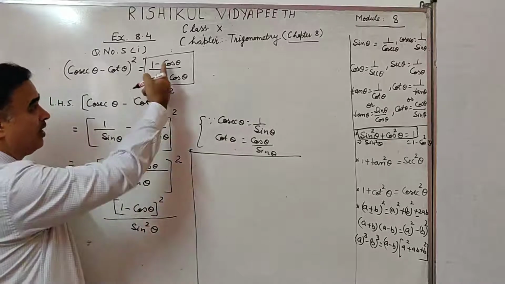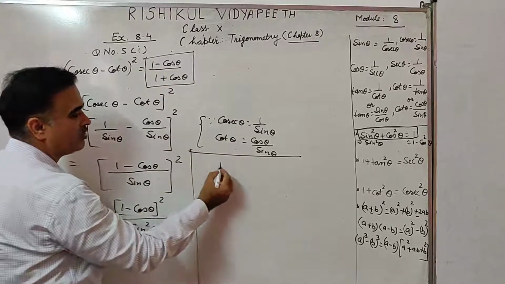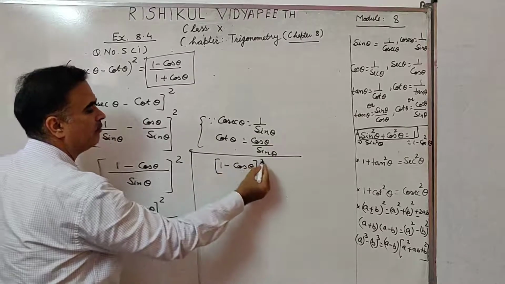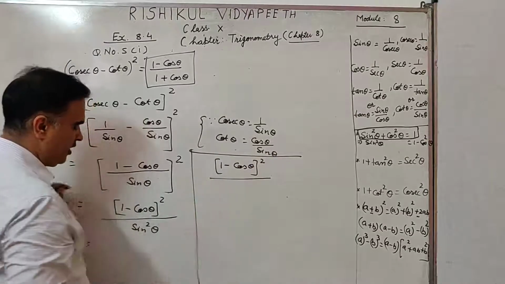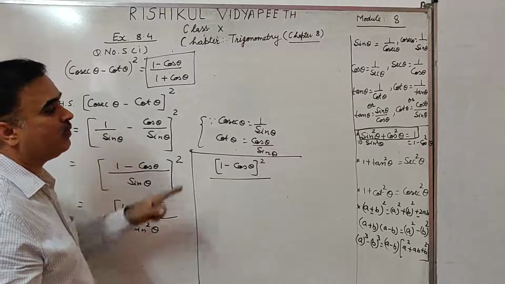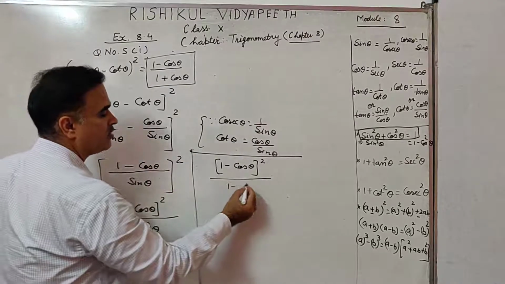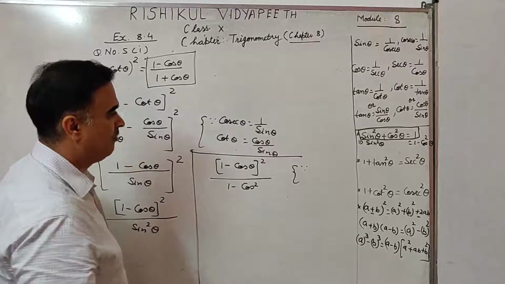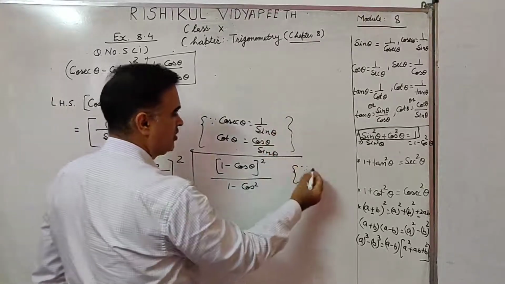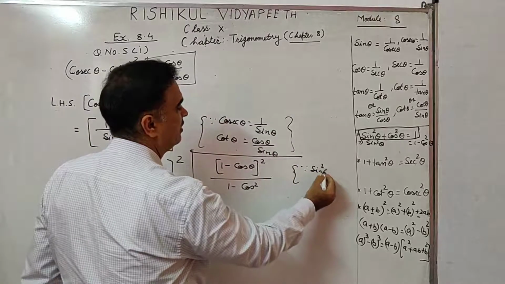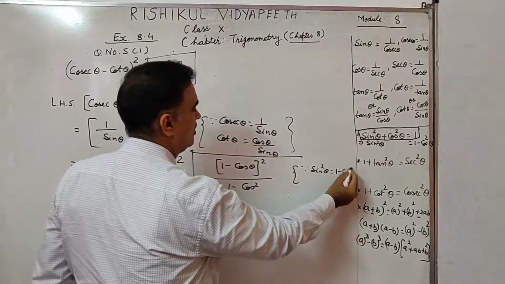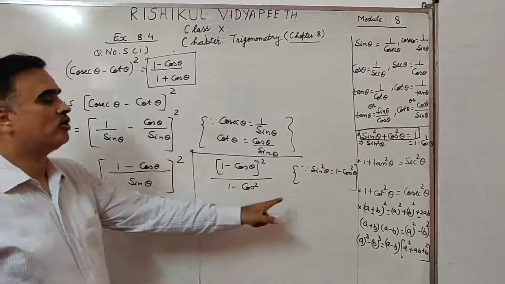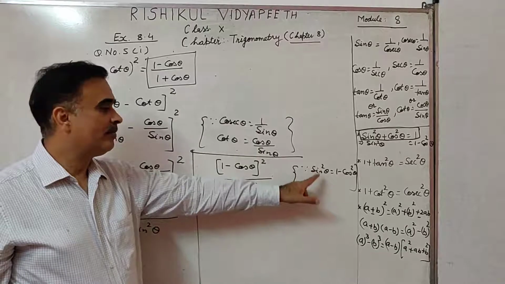Numerator we require what we want. This 1 minus cos theta whole square upon, in place of sine square theta, we can write 1 minus cos square theta. You can write here also. Reason: because sine square theta equal to 1 minus cos square theta. Though I told earlier also, I have written also. Again I am writing because you all understand and remember this.